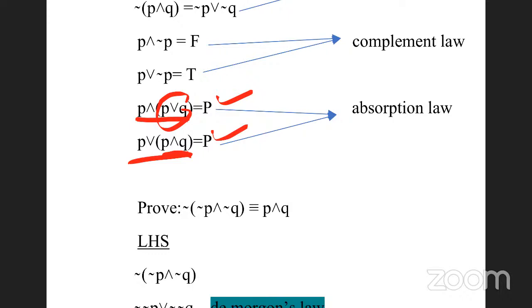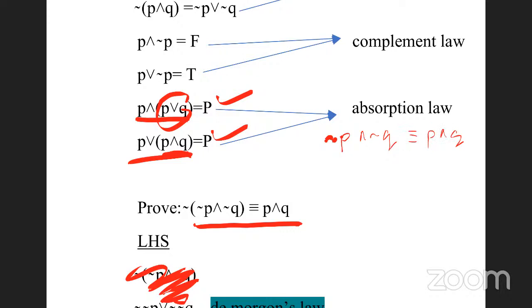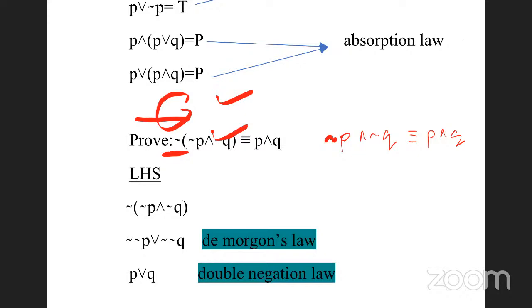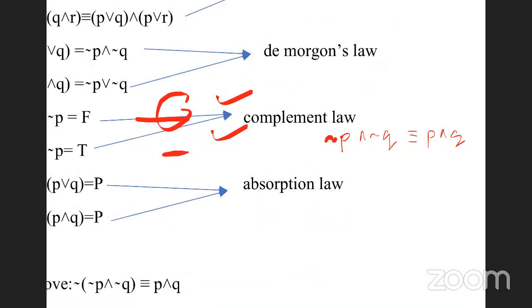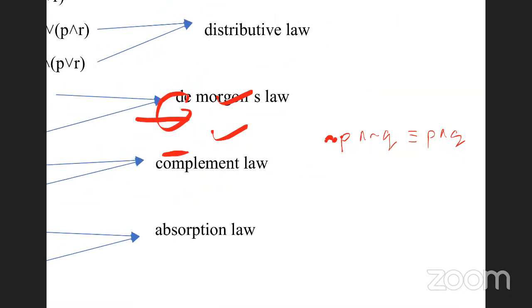Right, so let's take a look at this. We have to prove that the negation of P and the negation of Q is equivalent to P and Q. So I want to show you how to use these laws. Let me make sure this is right. One error. All right, anyway, let's hope for the best. So let's start with the left-hand side, the negation of P and Q.